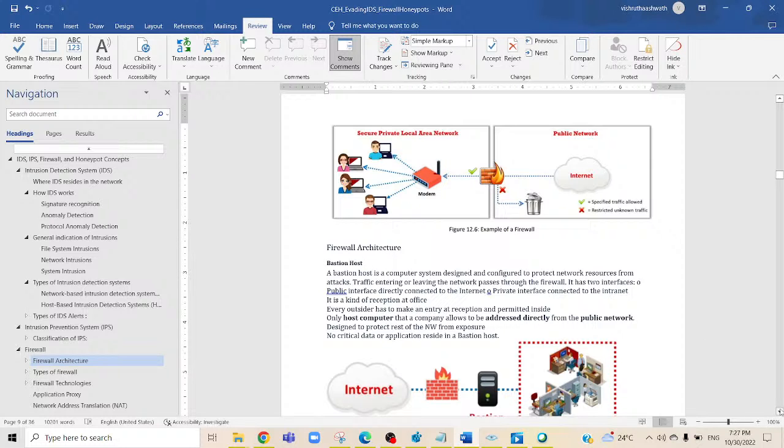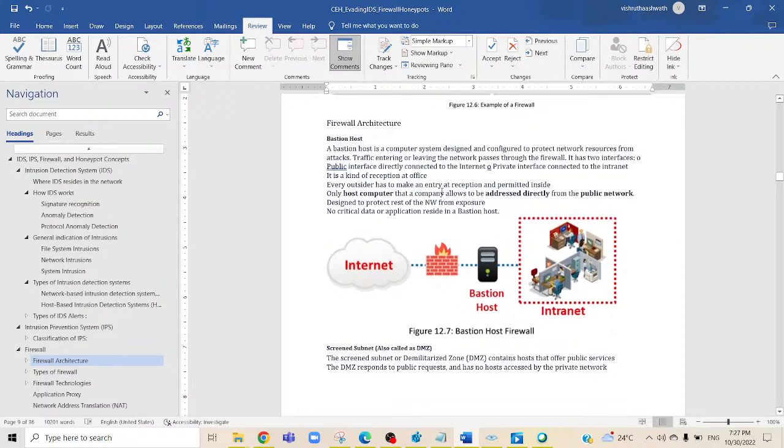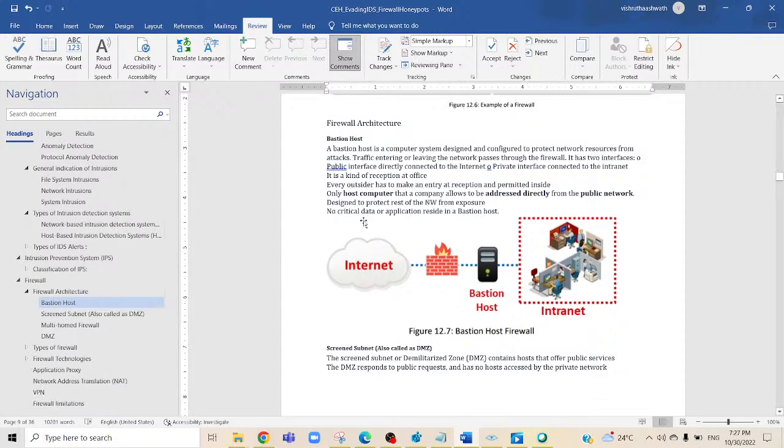So next we'll see what is a firewall architecture. There are three types of firewall architecture: bastion host architecture, screened subnet, also called DMZ, and multi-homed firewall.